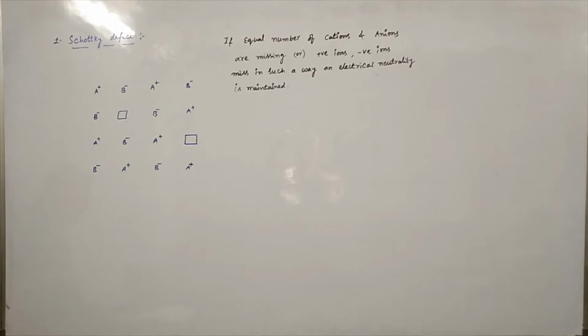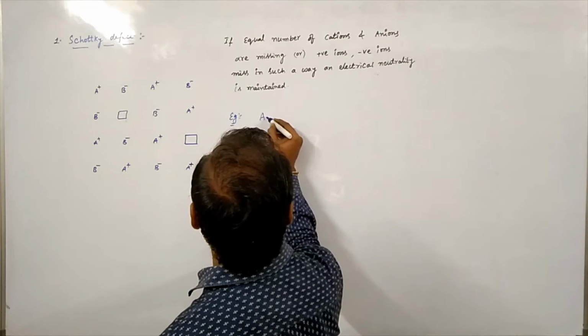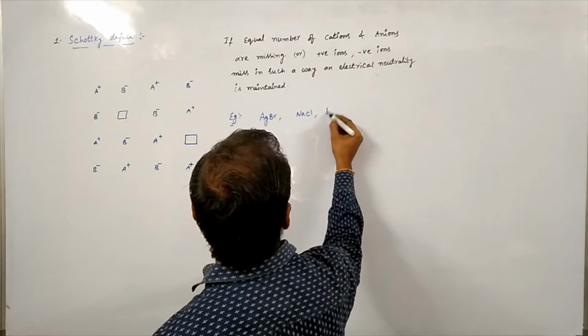Examples: sodium chloride, potassium chloride, silver bromide, etc.